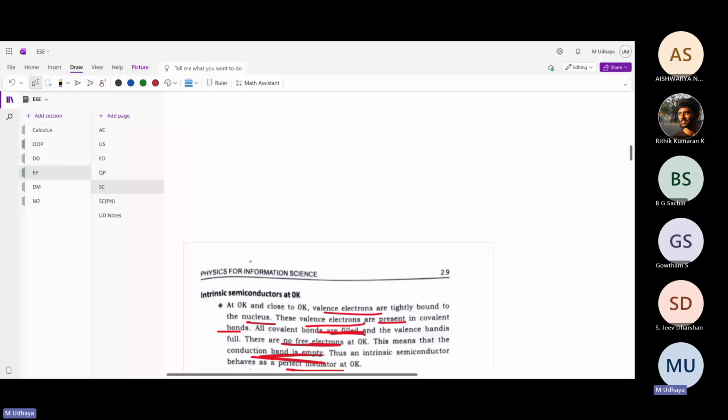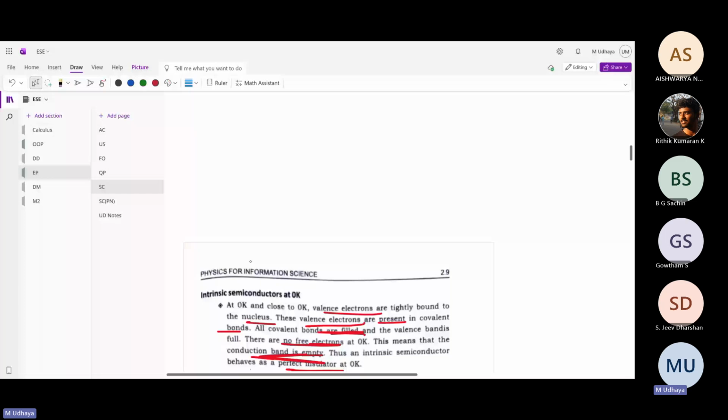So what do we see here? At absolute zero temperature and greater than zero temperature, what happens? Firstly, intrinsic semiconductors are naturally present, pure semiconductors. In a semiconductor, the conduction and valence band are separated by a very small forbidden energy gap. They are extremely pure: if it contains one impurity atom out of 1 billion, it is basically pure.